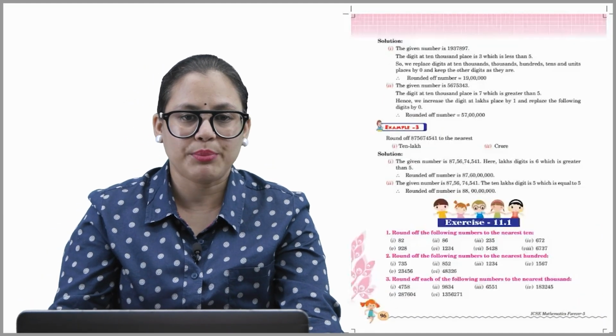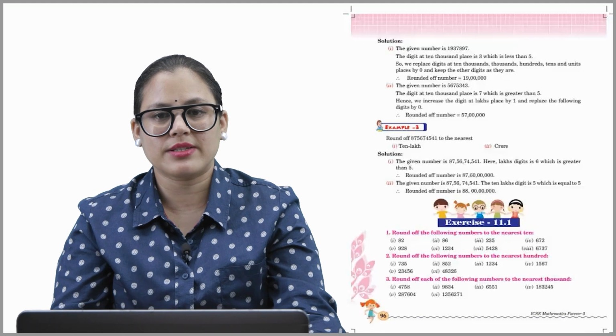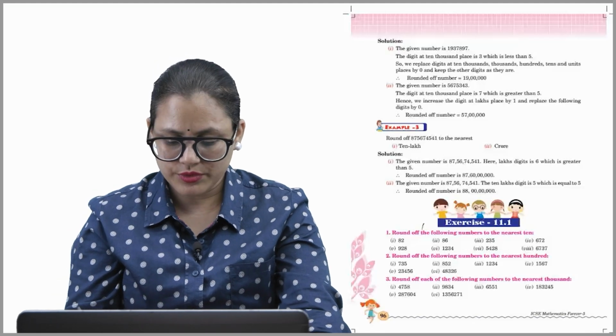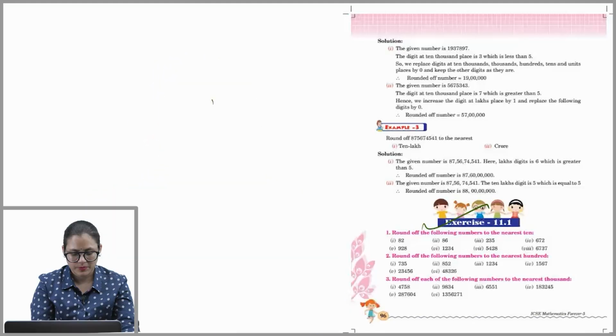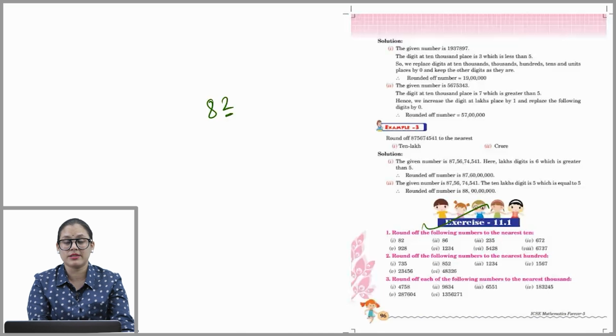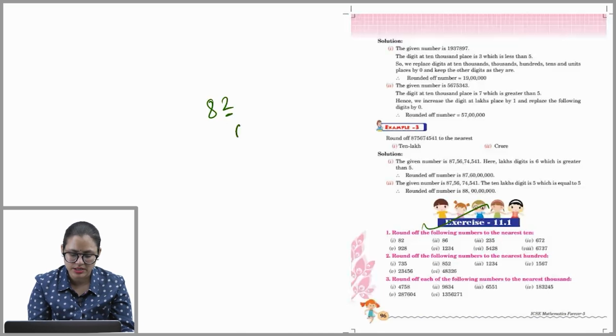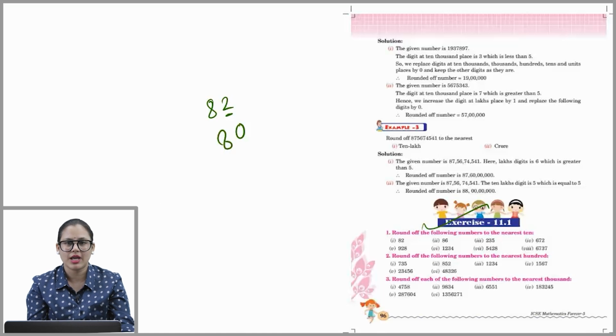Similarly, you will do example 3 also. Okay. Let's do exercise 11.1. Round off the following numbers to the nearest 10. Okay. So at ones place, the digit is 2, which is less than 5. So we will replace it by 0 and 8 will remain as it is.